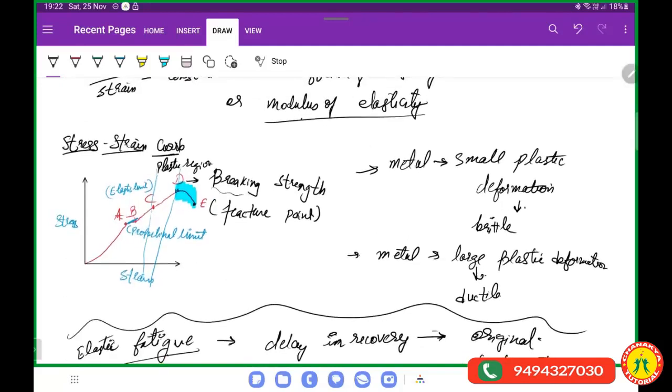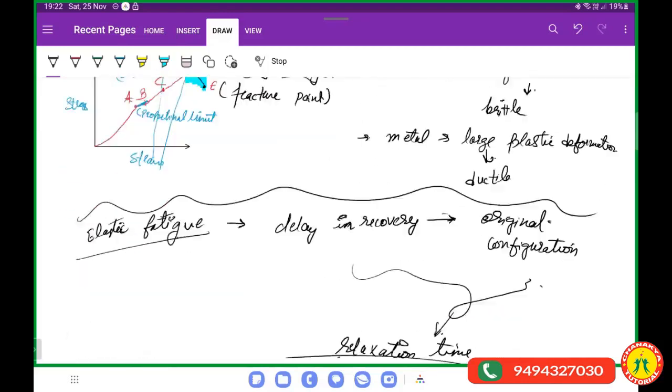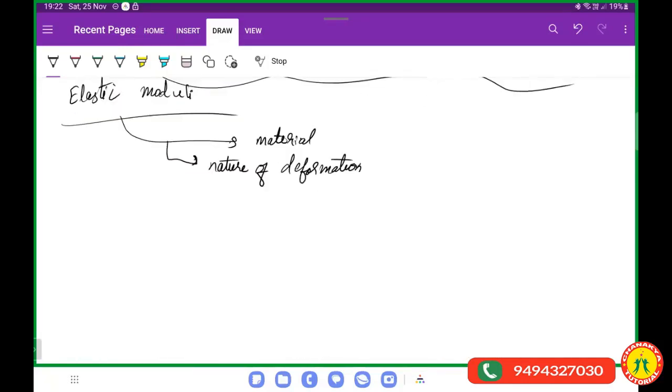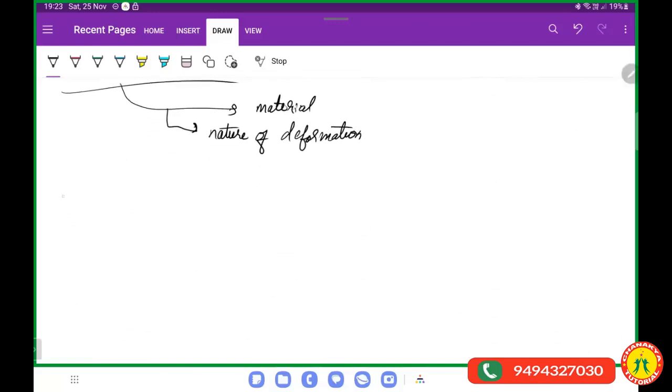Here, breaking strength we already wrote. If we include the stress at this point, it is called breaking stress, where this system will break. That is your breaking stress. So let's go with the first one here: Young's modulus, Mr. Thomas Young.